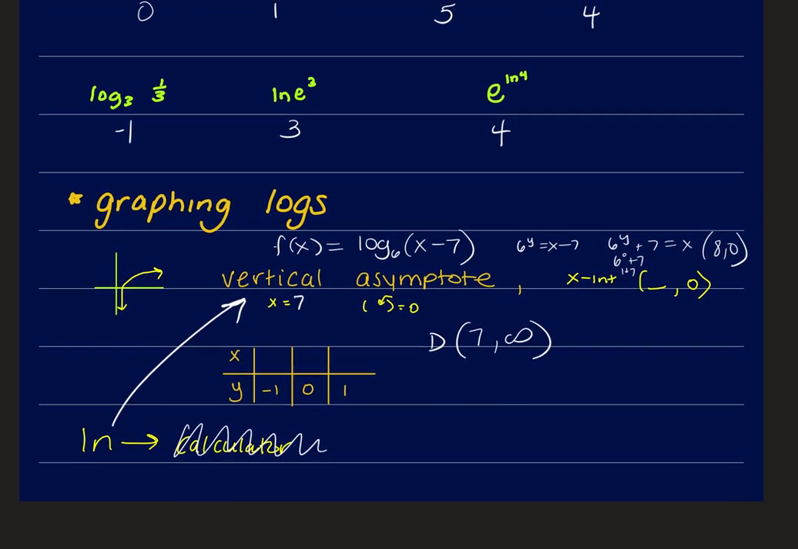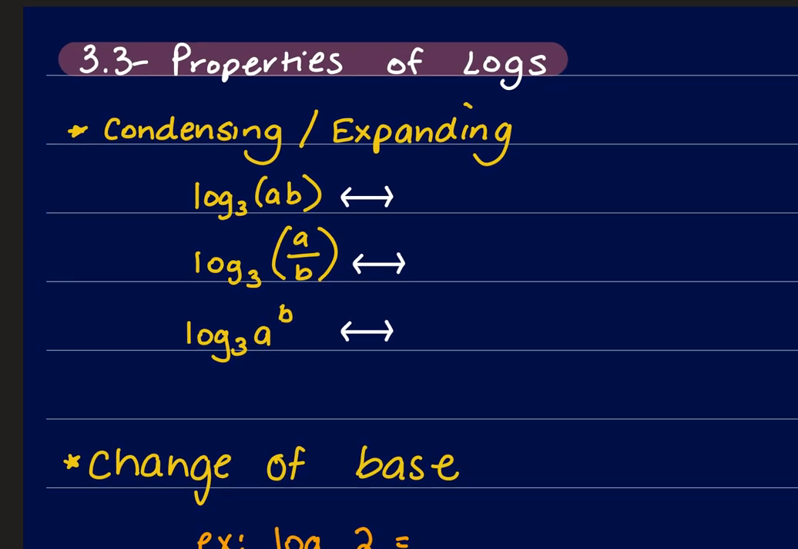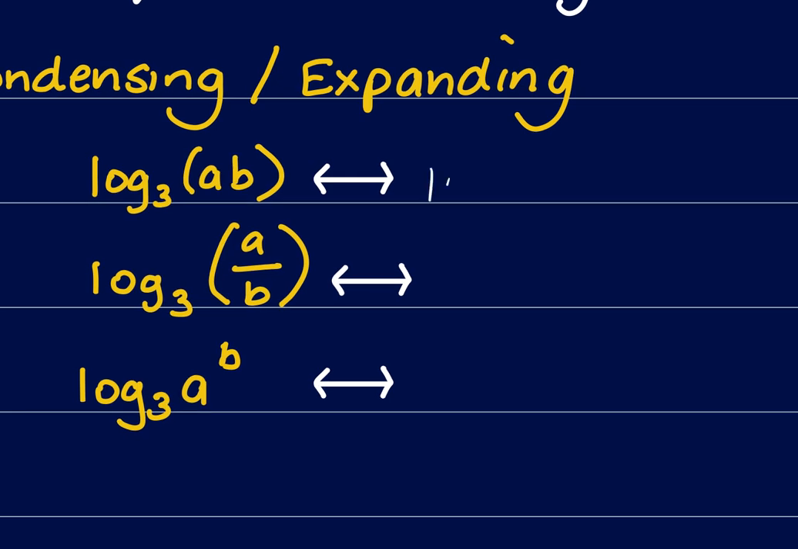Questions so far? All right, then came 3-3, which was condensing and expanding. So if it said log base 3 of a times b, when you expand that out, what's it look like? Log base 3 of a plus log base 3 of b. Good. Multiplication becomes addition, or addition goes to multiplication if you went the other way around.